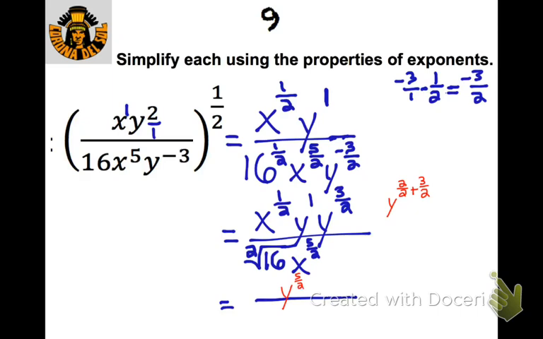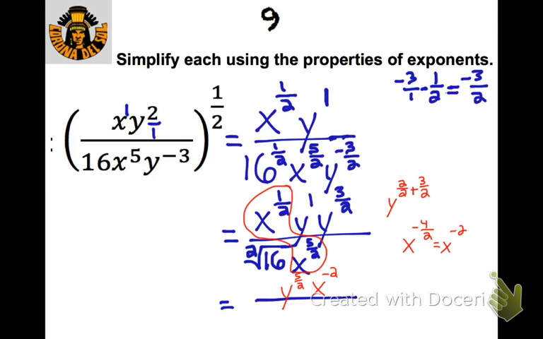All right. Then what we're going to do with the x's is, because they're right above each other, we're going to keep the x, and we're going to have to subtract the powers. So 1/2 minus 5/2, that's minus 4/2. So I'll probably do that one off to the side. 1/2 minus 5/2 is minus 4/2, or x to the negative 2. So I'm going to put x to the negative 2 there.